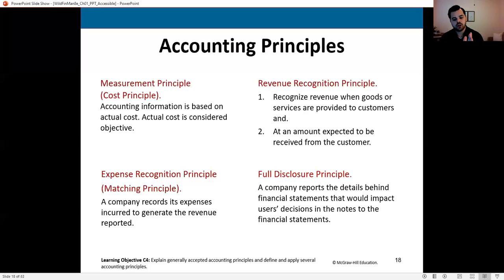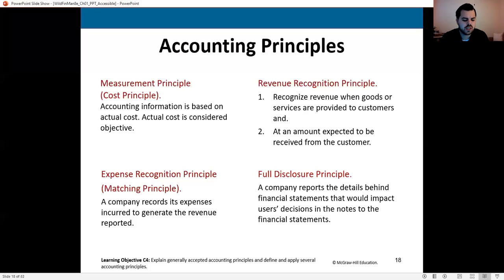On January the 1st, when they received your cash, they do not have revenue, and that is the key point here because they have not yet provided the service. The second point here is at an amount expected to be received. We'll deal with this when we talk about bad debts, and we finally recognize in chapter 7 people may not always pay us. We'll then look at the expense recognition principle or the matching principle.